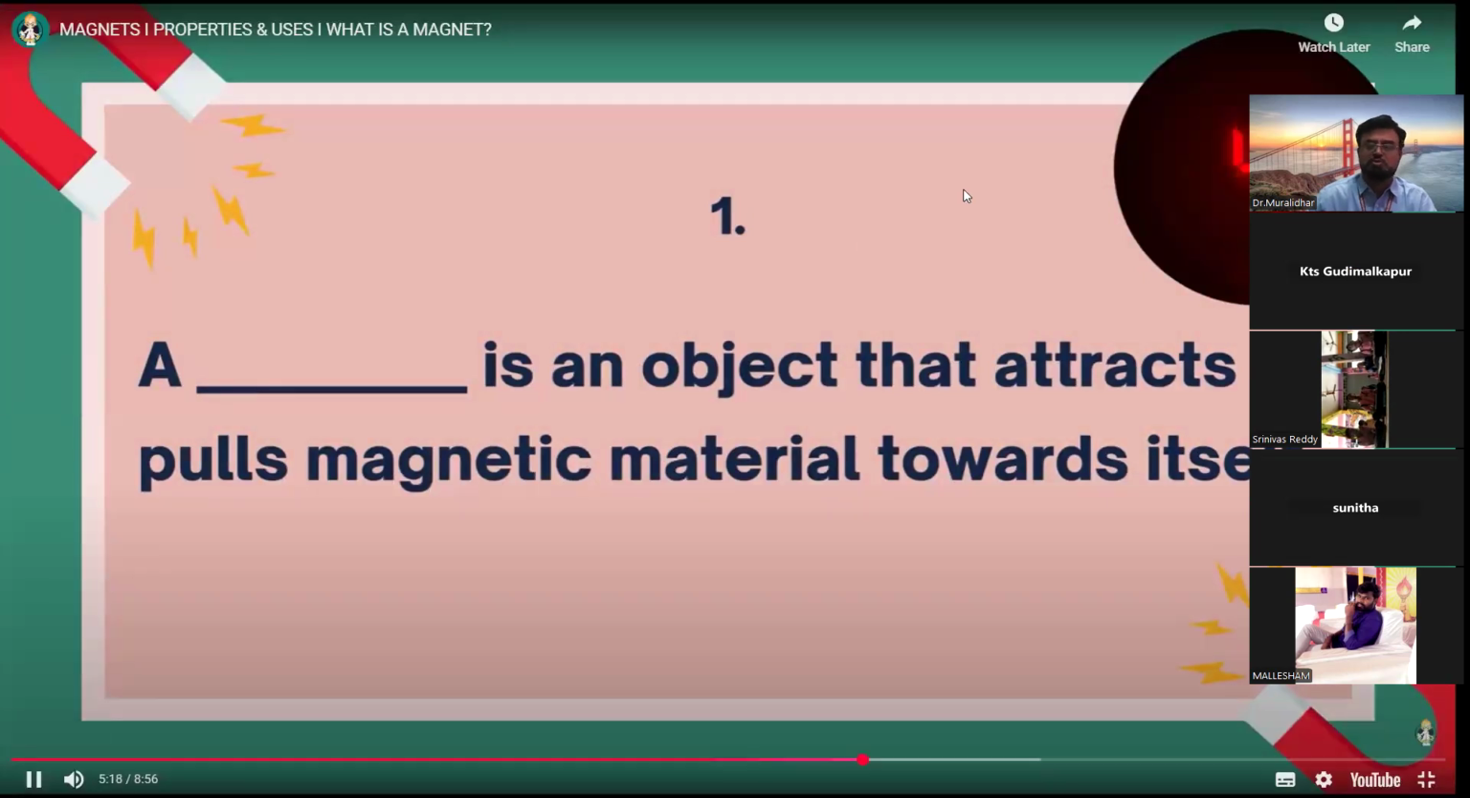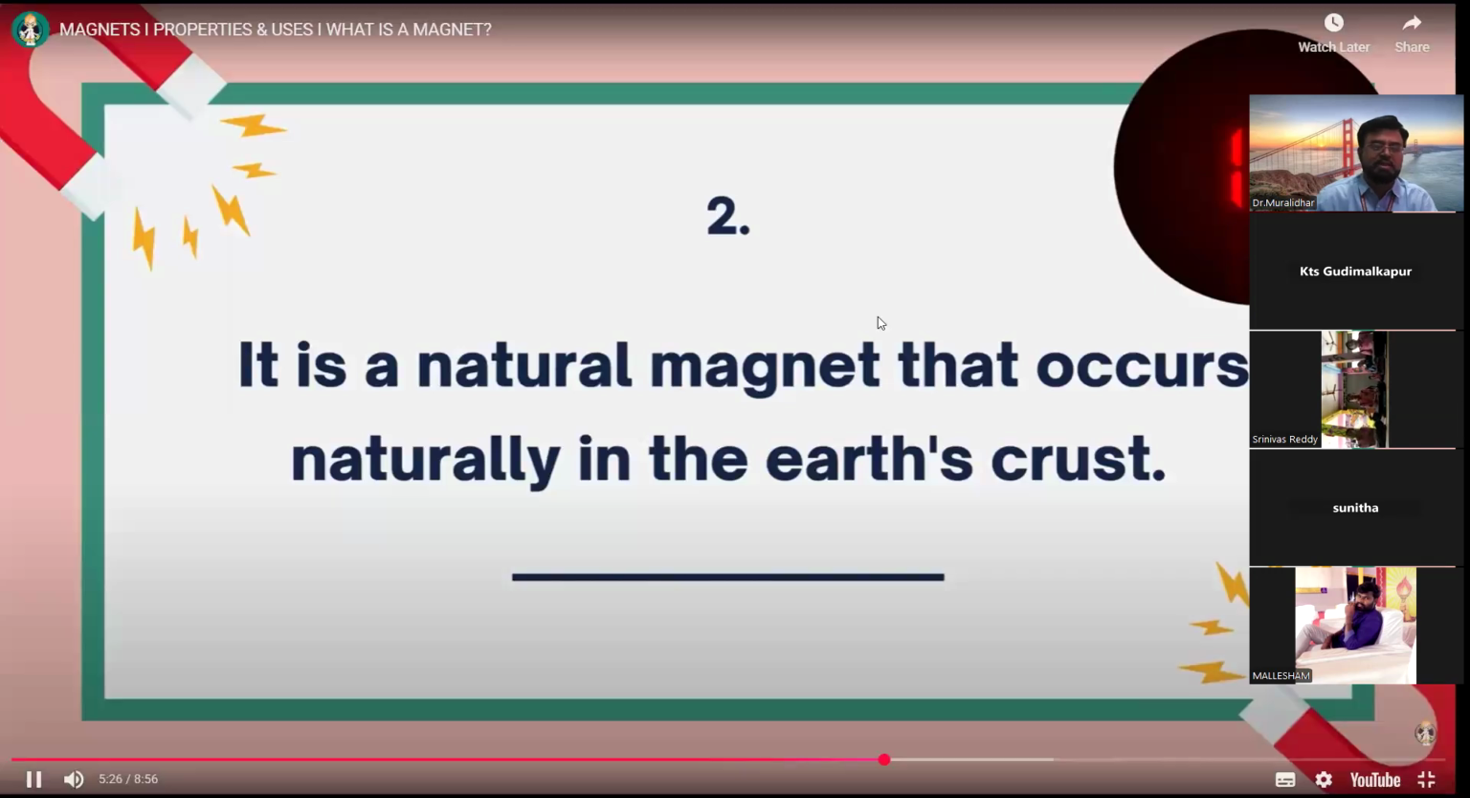There are questions. You have to give the timer. If you can do, you can answer. So it is a natural magnet that occurs in nature in the earth's crust. That is magnetite. You can write magnetite. Anyway, this we can see next time.